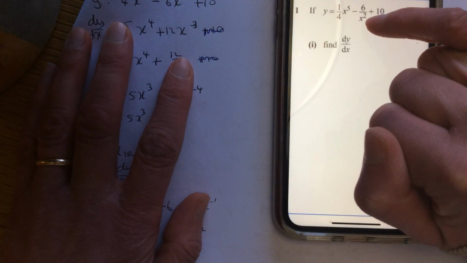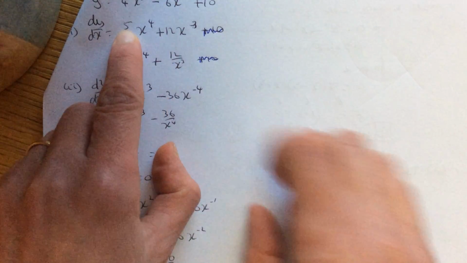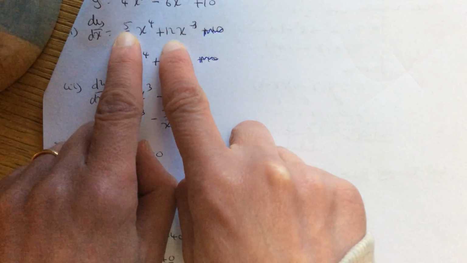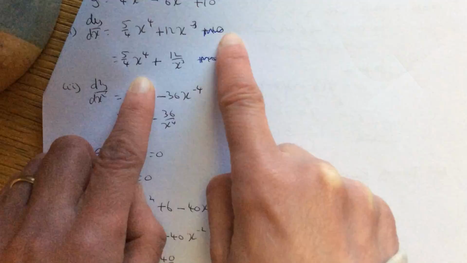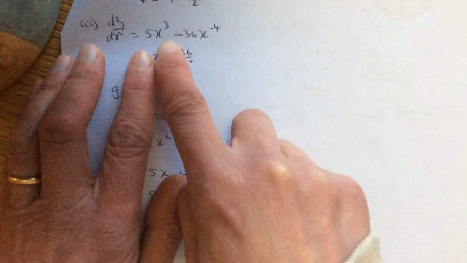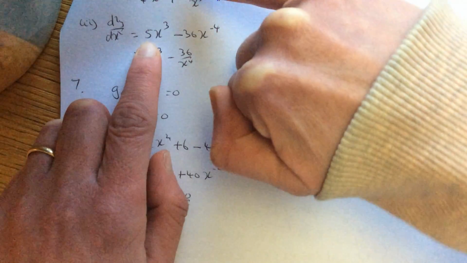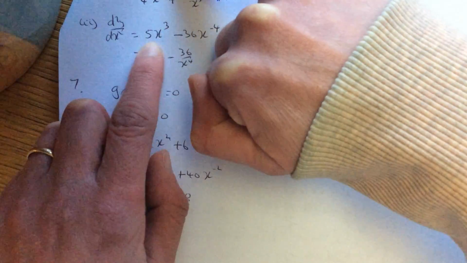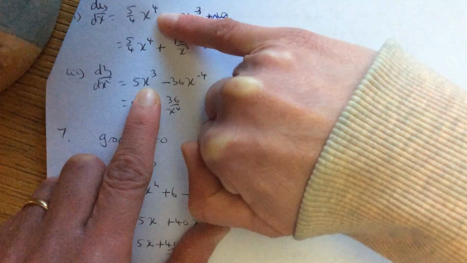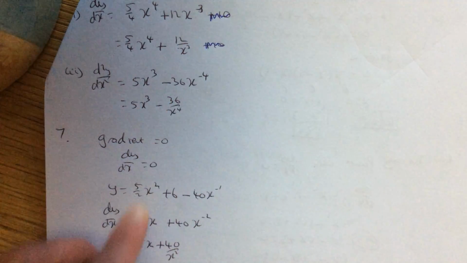See that x minus x2? It comes up as an x to the minus 2. And then power to front, take 1 off. Power to front gives you plus 12, take 1 off. And the number on its own disappears. Differentiate it again. So, where am I at? Here. So power to front, you get 20 over 4, which is 5, and take 1 off, gives you 3. Power to front, so it's minus 36, and take 1 off.